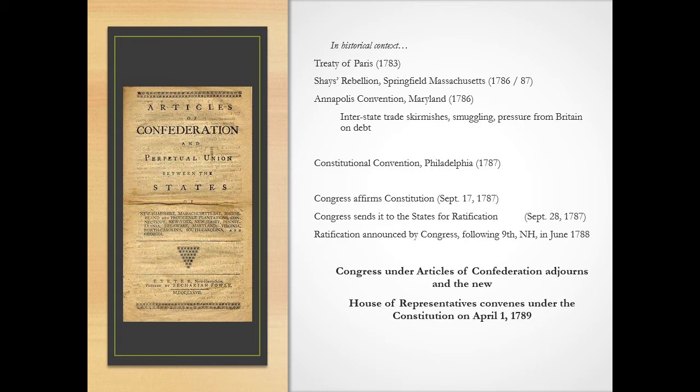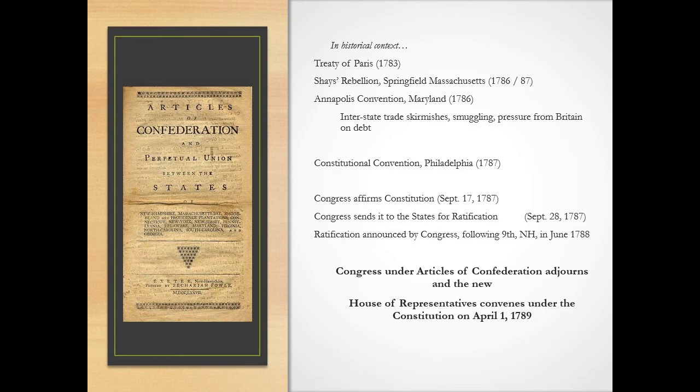You see the problem here. So Shays' Rebellion at one time, and then at the same time, roughly, you have the Annapolis Convention. So Annapolis, Maryland, when the 13 states got together to talk about the problems they were experiencing under the Articles of Confederation. Primarily, first, that there were trade skirmishes between states, armed skirmishes, smuggling between states. There was pressure from Britain to pay the pre- and post-war debt, and so Britain was pressuring. There were pressures from within, economic pressures, actually armed conflict.